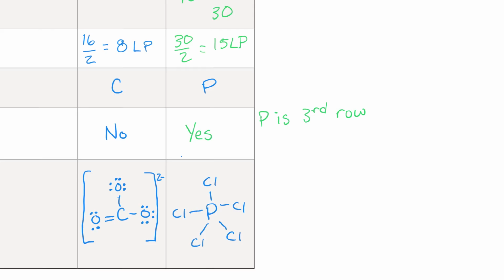Now you'll notice we are an expanded octet, so this phosphorus is seeing 2, 4, 6, 8, 10 electrons. That's fine. Again, it's in the 3rd row, so it can handle more electrons. Our chlorines are each only seeing 2 electrons at this point in time, so we are going to divvy up our 15 lone pairs, 3 to each of these 5 chlorines.